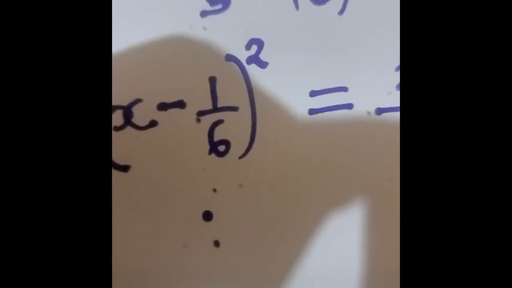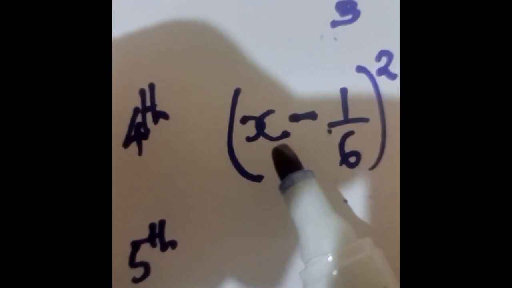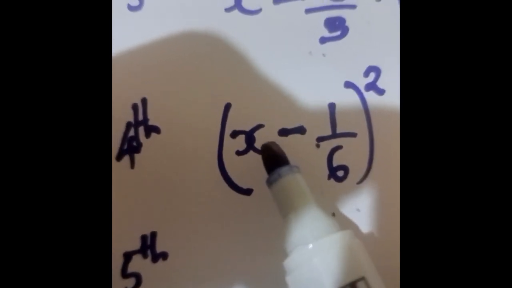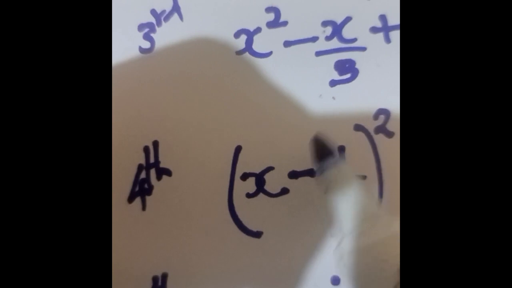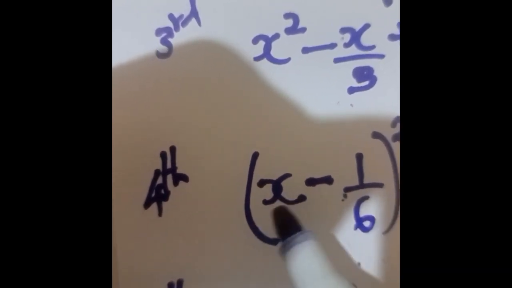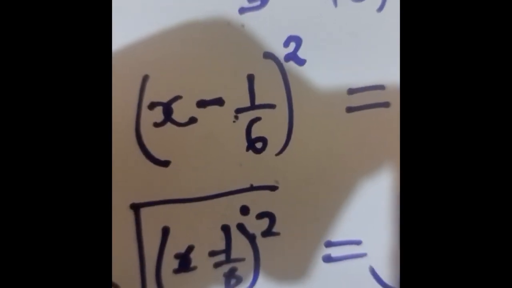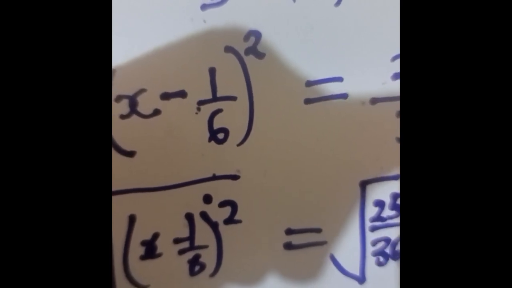And why do we need to find the square root of both sides? Remember, here we want to find the value of x, but we have (x - 1/6) squared. So in order to release this 1/6 to go to the other side, we must first of all find the square root on the left-hand side, which gives x minus 1/6. Remember, whatever is done on the left-hand side must also be done on the right-hand side, because this is an equation, so the square root of 25 over 36.